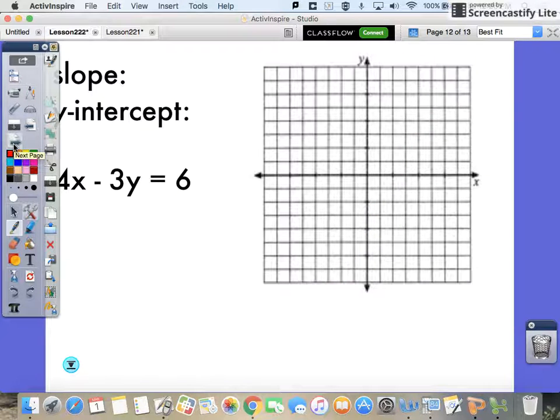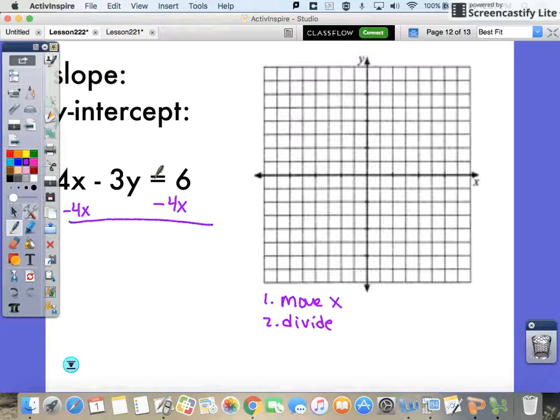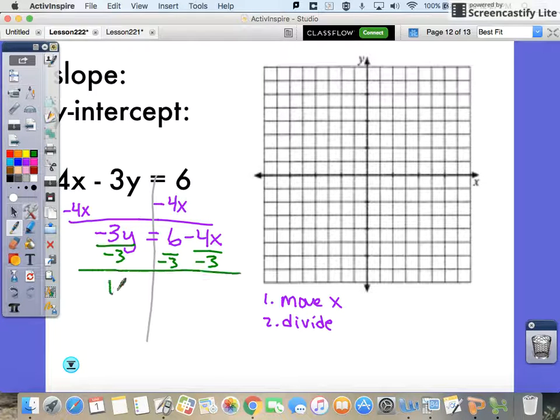All right, next one. So first we move the x, and then divide. So I would move this minus 4x on both sides. And we would have negative 3y equals 6 minus 4x. And then we have to divide. So divide by negative 3, divide by negative 3, divide by negative 3. We end up with y equals negative 2 plus 4 over 3x.